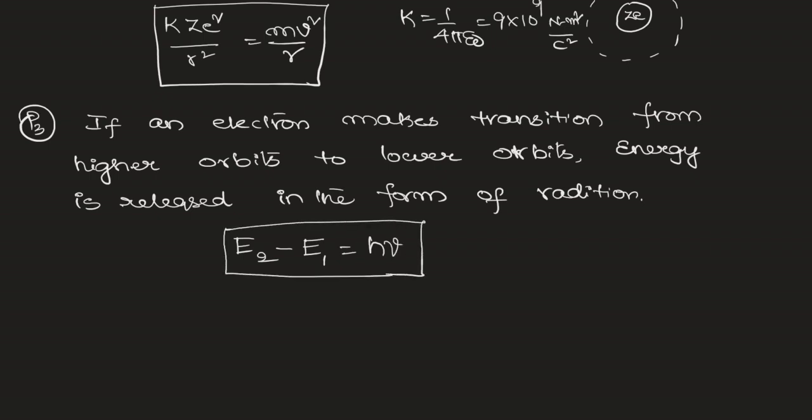As long as they are in one orbit, they will not radiate any energy. That's why we call them non-radiating orbits. But if an electron moves from one orbit to another orbit, definitely it will lose or gain some energy. If it is coming from a higher orbit to a lower orbit, it loses energy in the form of radiation. Here nu is the frequency of radiation, and of course h is Planck's constant.